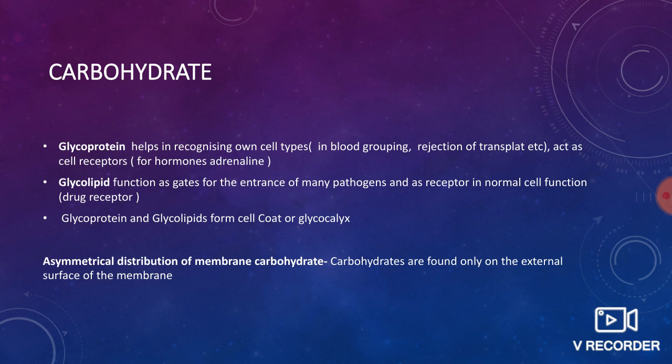Both glycoprotein and glycolipids form the cell coat or glycocalyx. Same as lipids and proteins, carbohydrates are also asymmetrically distributed. Carbohydrates are found only on the external surface of the membrane. So this is about the different components of the membrane.